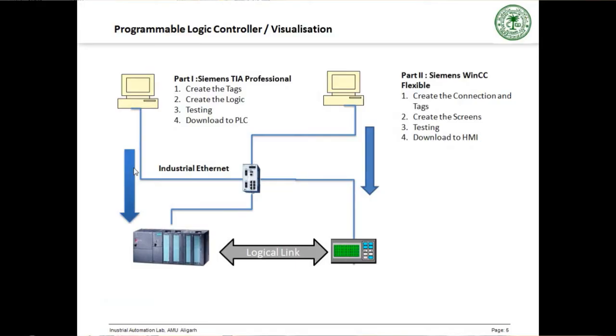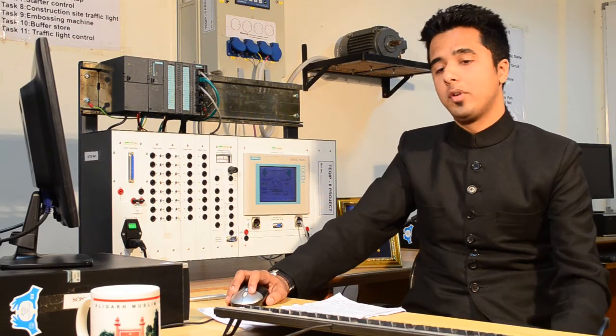My second part will use different software, Siemens WinCC Flexible. In this also I'll do some steps. The first one is to create the connection and tags. The second one is to create the screens. The third one is testing and then downloading it to the HMI. Again in this slide we can see that the HMI screen and the PLC are linked by Profinet. Now let's move on to the software.